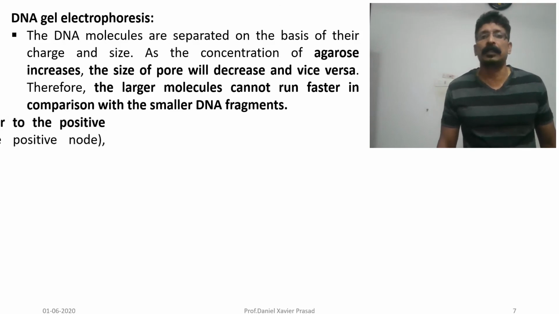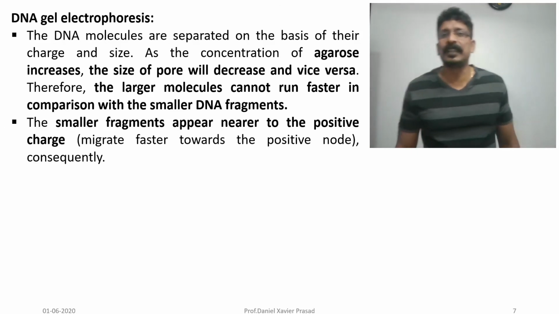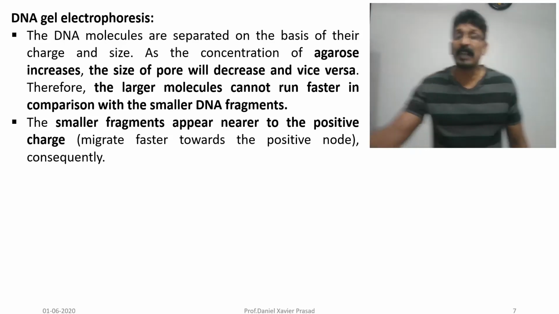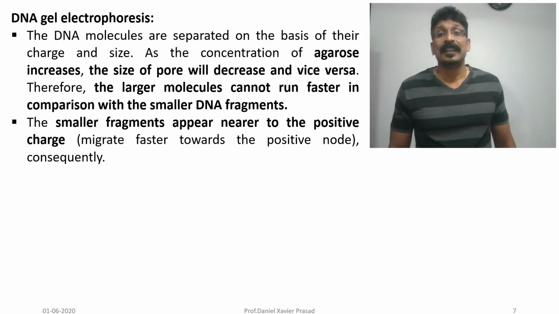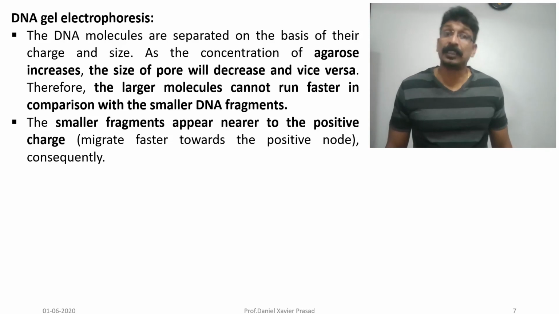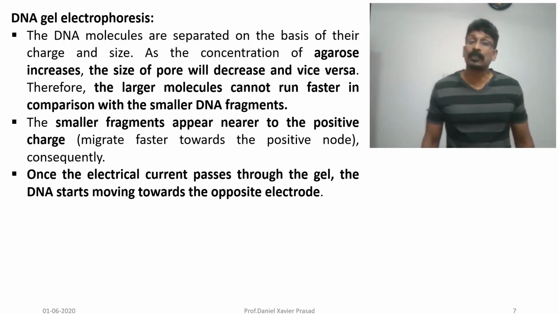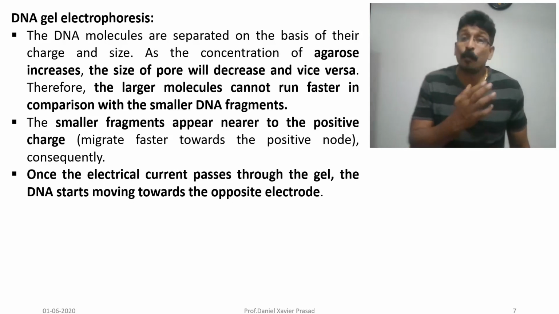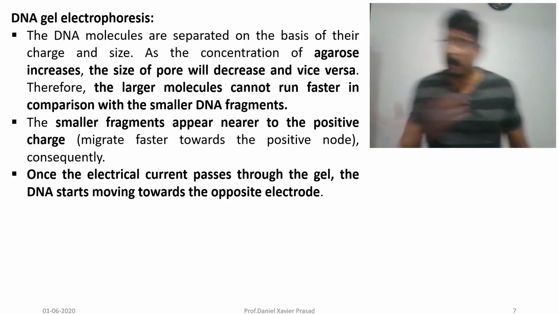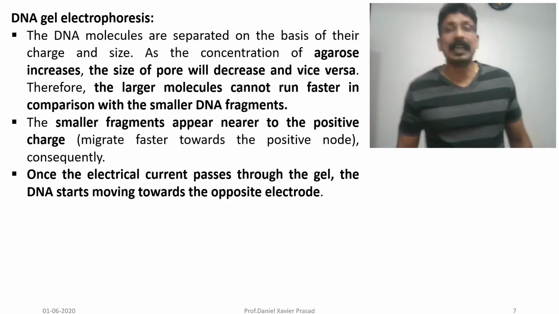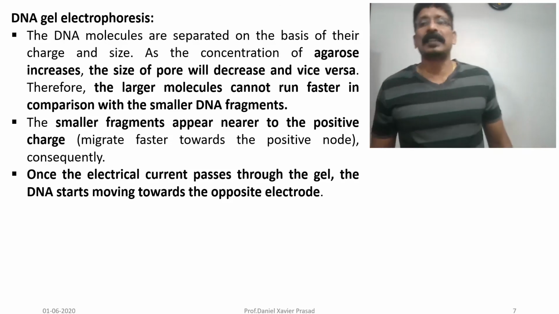So that is the technology they are using for chromatographic separation. The smaller fragments appear near the positive charge; they migrate faster towards the positive electrode. Once the electric current is passed through the gel, the DNA starts moving towards the positive electrode. Small means run fast, a larger molecule moves slowly. DNA is already negative, so it runs towards the positive charge. Very simple to understand.